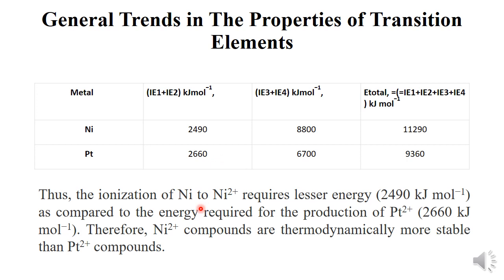So automatically nickel 2 positive compounds will be formed easily, and therefore these compounds are thermodynamically more stable than the platinum 2 positive compounds. But if we want to convert nickel to nickel 4 positive ions, then it requires this much amount of energy, that is 11290 kilojoule per mole. But in case of platinum, if we want to convert it into the platinum 4 positive ions, then it requires this much amount of energy, that is 9360 kilojoule per mole.